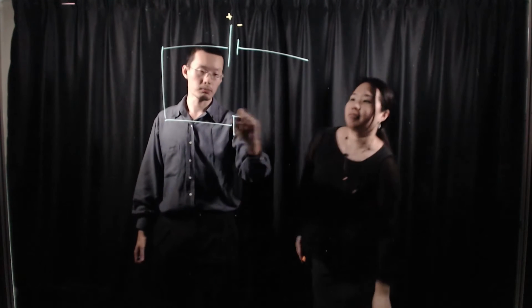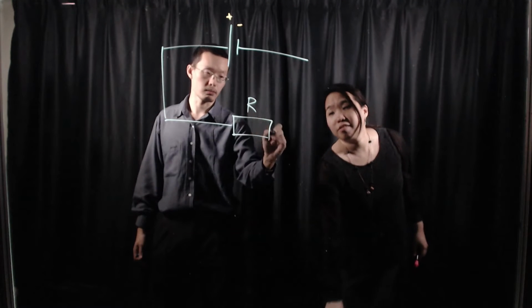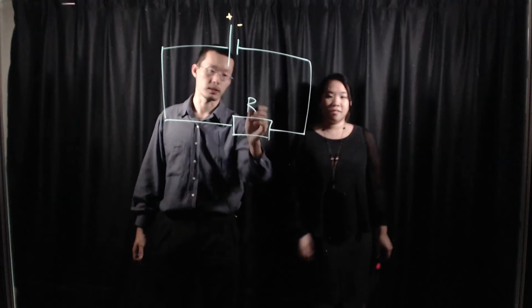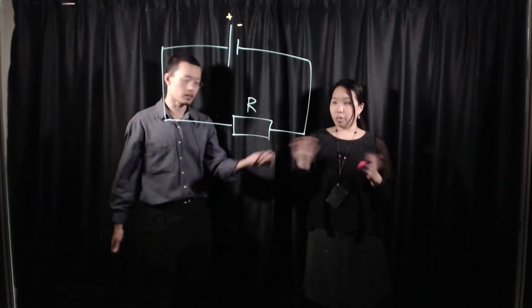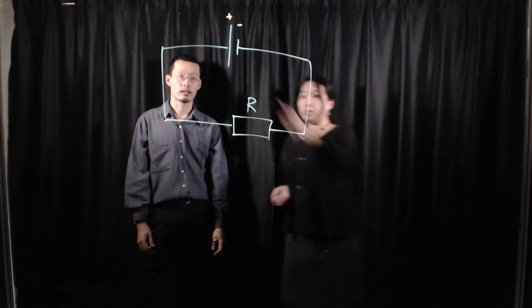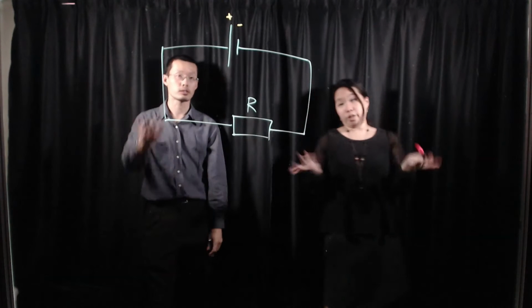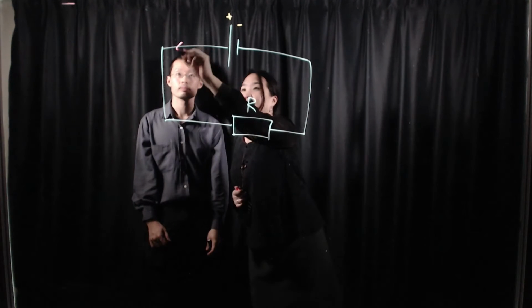Let's just hook it up to a resistor. We can draw it as a rectangular box, and put an R there just to be clear. And so we have a closed circuit. Closed circuit means we have a current flow, from the positive side to the negative side. Let's draw that in.